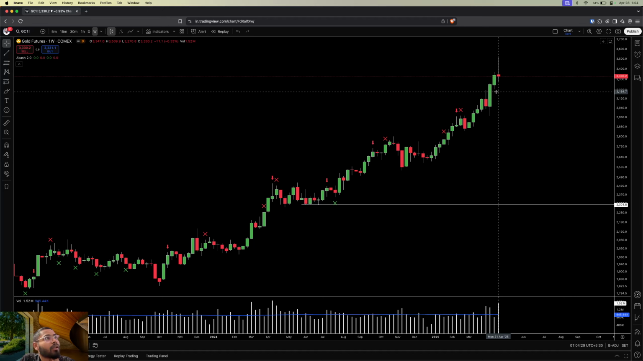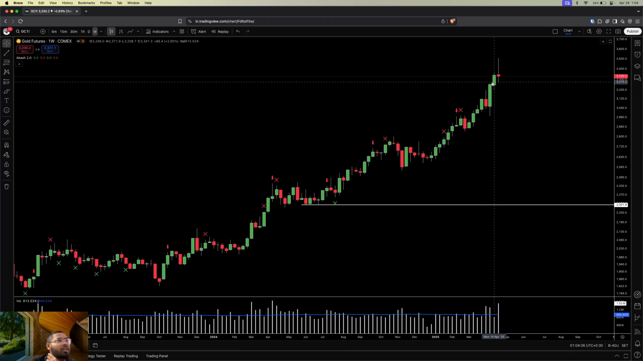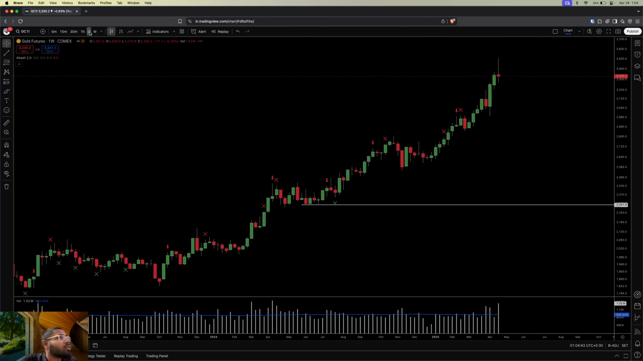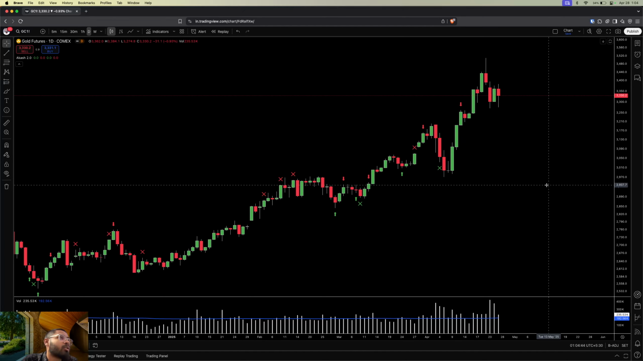Bears tried to kick in, but they were unable to close it at the bottom. So I think that we might see again a bull run in it, because bears are just trying to short the market and the market is not moving like they want it to.